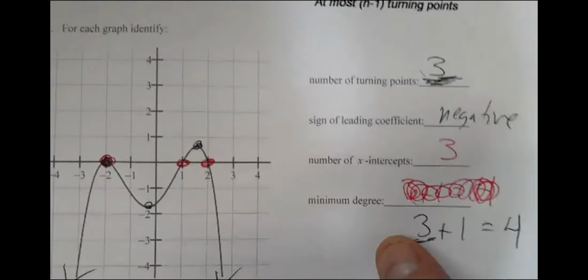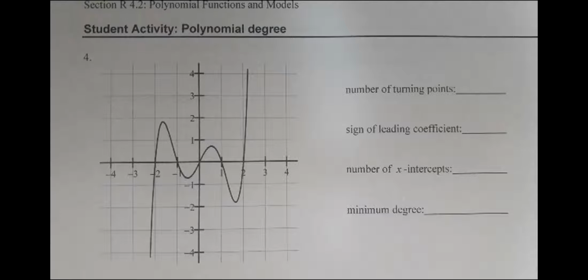On the next page, we have a similar exercise. We want to count turning points. We want the sign of the leading coefficient. It should have asked us whether it was positive or negative, and odd or even.